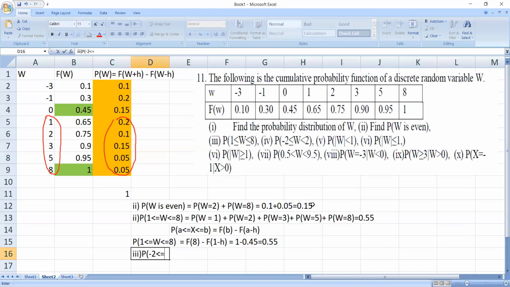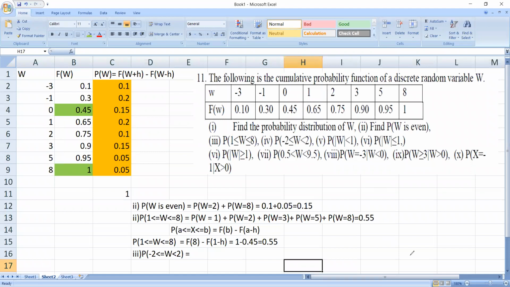Minus 2 less than or equal to W less than 2. So I have to select your probabilities from minus 2, including minus 2, and not including 2, because for less than 2, 2 is not included. Let us see if it comes to the same. So for minus 2, the x value, there is no minus 2 here. So it starts from minus 1. Minus 3 cannot be taken. Minus 3 less than or equal to W strictly less than 2, so the favorable cases are just W is equal to minus 1, W is equal to 0 and W is equal to 1.